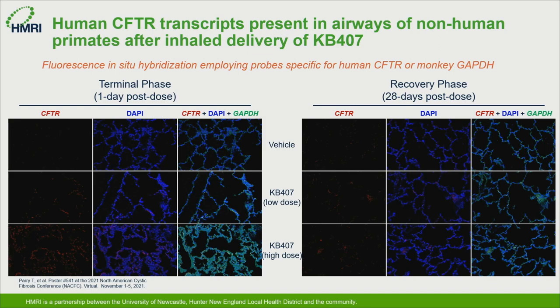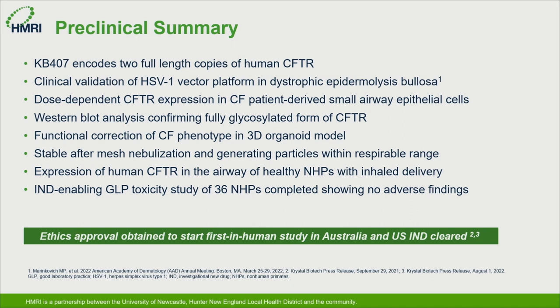So KB407 encodes two full-length copies of human CFTR. Clinical validation of a HSV1 vector platform has been done in dystrophic epidermolysis bullosa. Dose-dependent CFTR expression in CF patient-derived small airway epithelial cells has been demonstrated. We can confirm Western blot analysis of fully glycosylated CFTR.